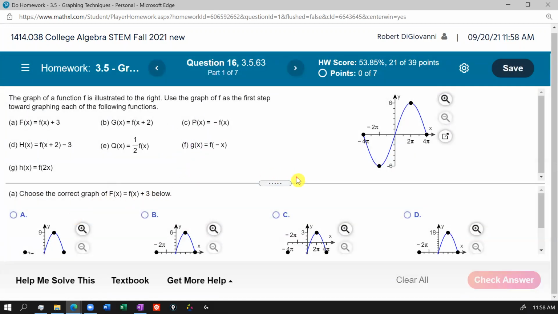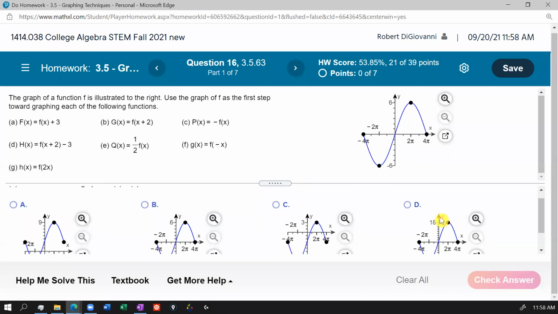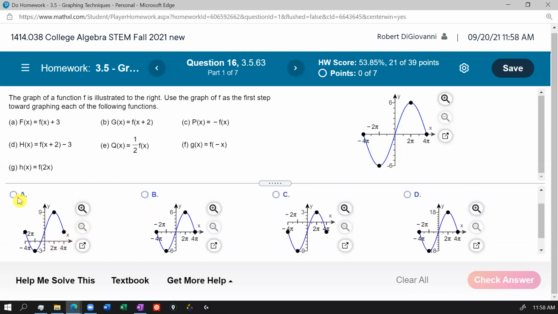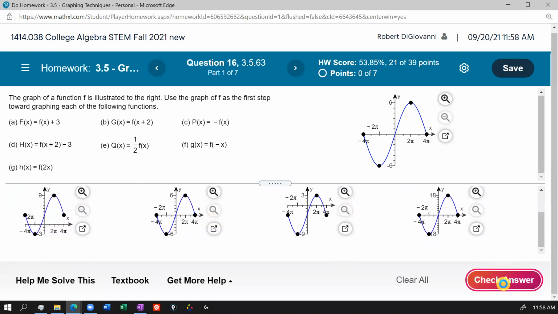All right, the graph of the function f is illustrated to the right. Use a graph of f as a first step toward graphing each of the following. Okay, so what is this function plus 3? That just means move it up 3. So it looks like this one. Okay.